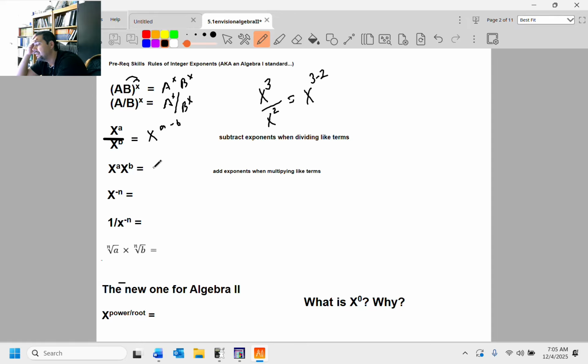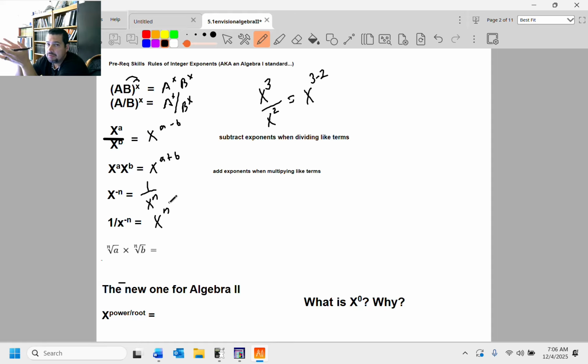All right, x to the a times x to the b, we add exponents when we multiply like terms. X to the negative n, I've seen this done in Algebra 1, so I don't want to hear that it's not, because I know it is. You just forgot it, is 1 over x to the positive n. And vice versa, 1 over x to the negative n is x to the n.